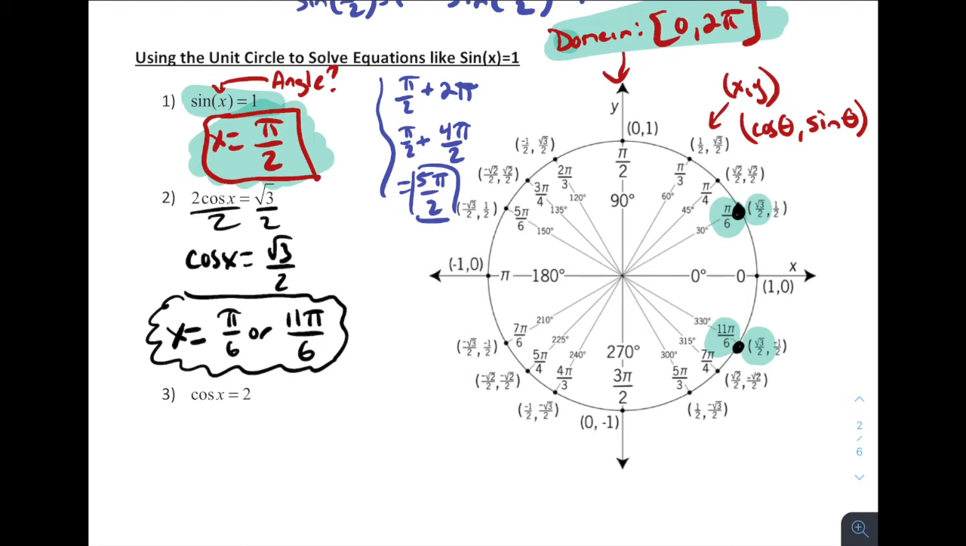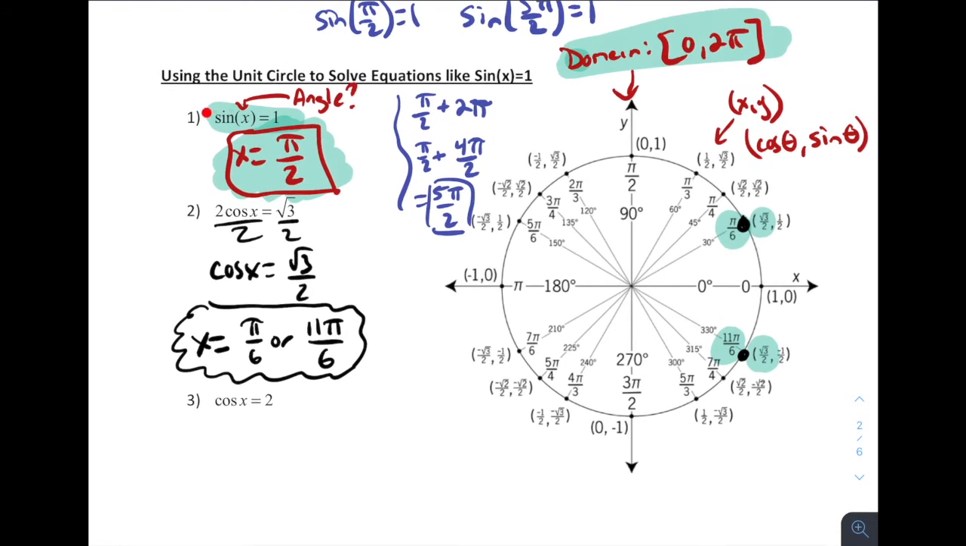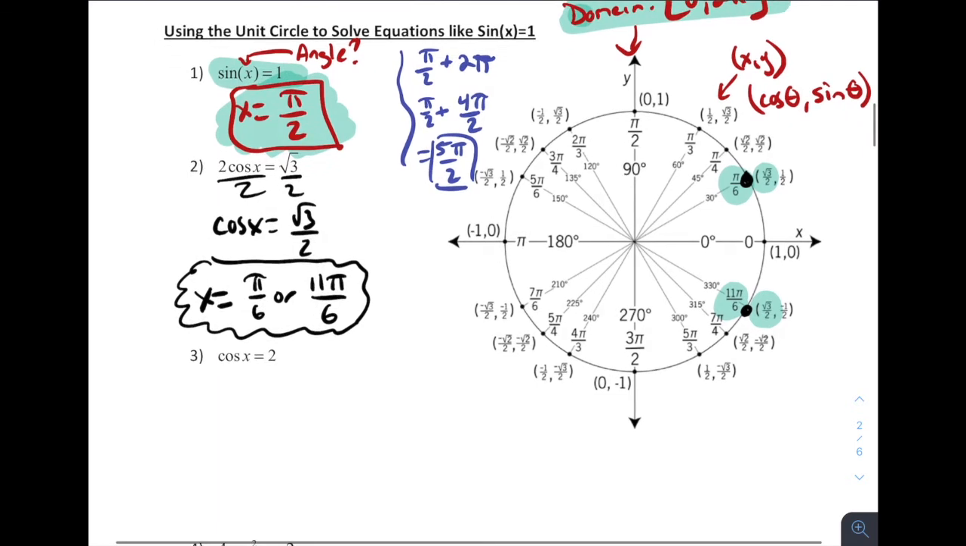Okay, so we're getting some ideas now on how to solve these problems. We've seen sine of x is equal to 1. We've seen 2 cosine of x is equal to square root of 3. Now what about cosine of x is equal to 2? The question is, on our unit circle, and it doesn't matter how many times we go around, is there a place where the cosine of x, or the x value of these coordinates, is 2? The answer for that is no. There's no answer for this.